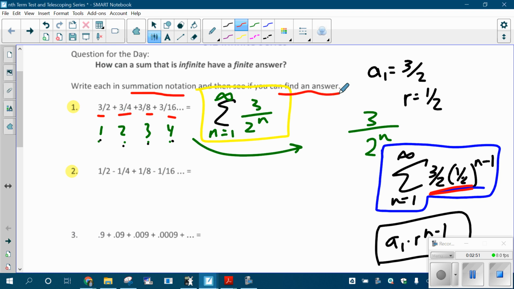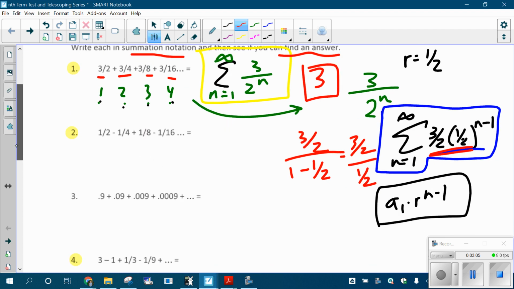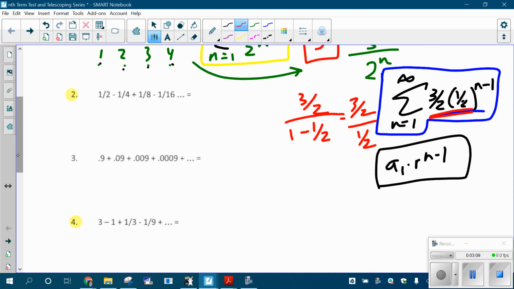What's it going to converge to? First term divided by 1 minus the common ratio. 3/2 divided by 1/2. That's 3. So yellow or blue is our sigma notation. What does it converge to? 3. Why don't you pause real quick and give 2 and 4 a try.